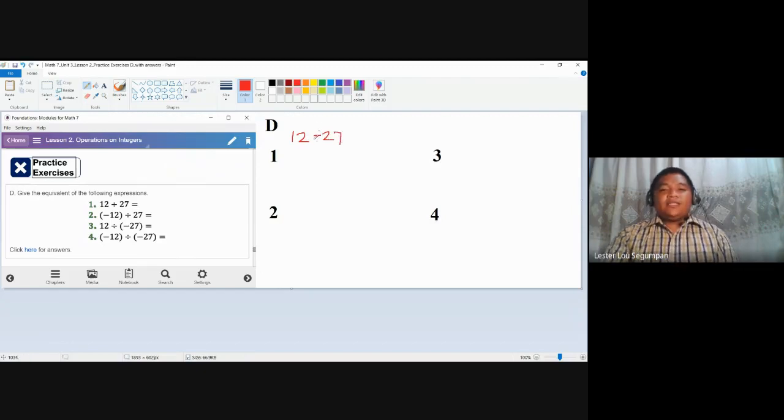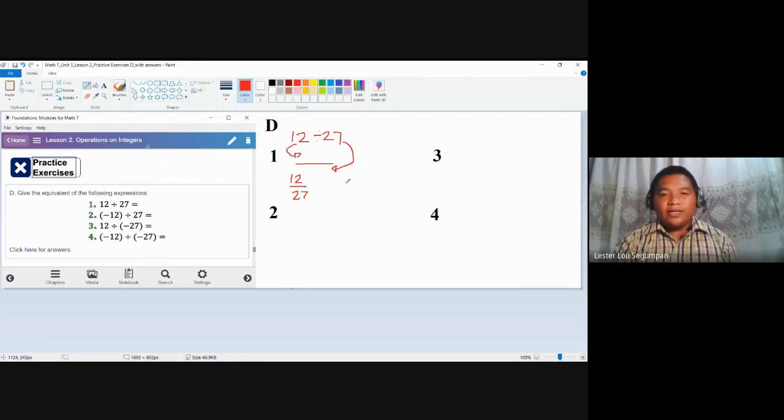This division symbol, also known as the obelus, will be transformed into a vinculum or division bar. The first number, the dividend, will be placed in the numerator, and the divisor, the second number in the division process, will be placed as the denominator. Instead of looking for an integer answer, this will now become a fractional form. So you have here 12 over 27.